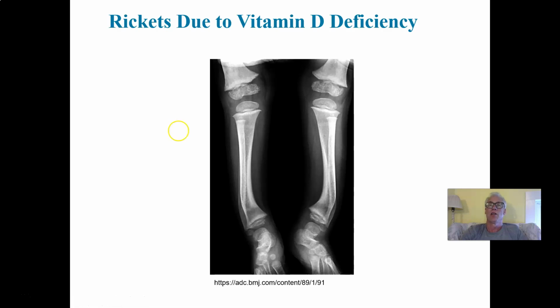You can tell it's a child because, right, we have secondary ossification centers here in the epiphyses of these long bones. We can still see a very prominent growth plate. In fact, these epiphyses aren't even completely ossified yet. And we see this abnormal sort of contour of these bones of the lower leg, the tibia and fibula.